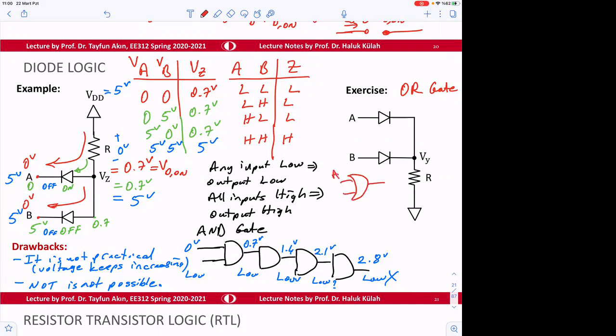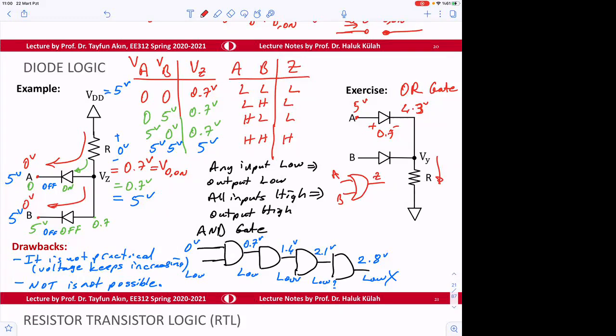Okay. A, B, and Z. Of course, when this is VDD, let's say 5 volt, this is going to be 4.3 volts because there's a path for current to flow. And then there's going to be a voltage drop of 0.7 here. So this is going to be high again. So you can do this as an exercise, but all of them are low.